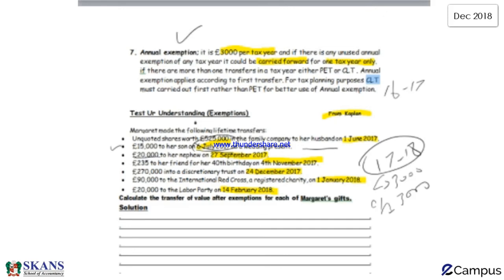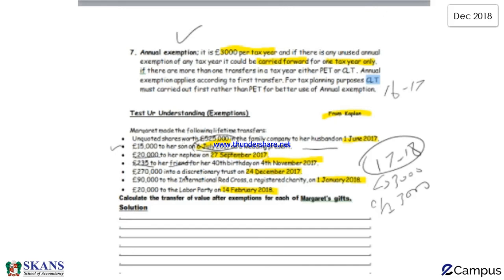Well, the next transfer which she made was of 235 to her friend for her 40th birthday on 4th of November 17. Although it is to an individual, it would not be a PET, as small gift exemption would apply, and we would not consider this transfer now or in the death calculations. Because this transfer is not a PET, it's not a CLT, it is an exempt transfer right now and ever, regardless of her dying within 7 years or after 7.